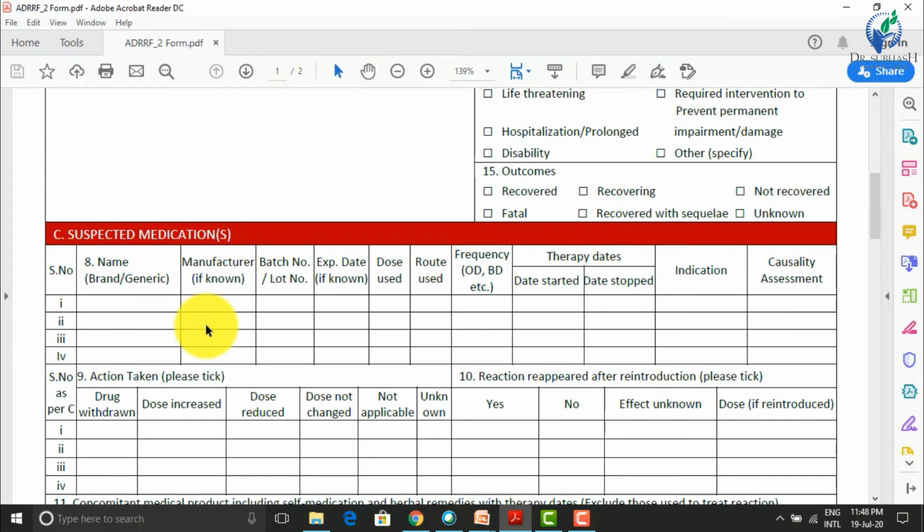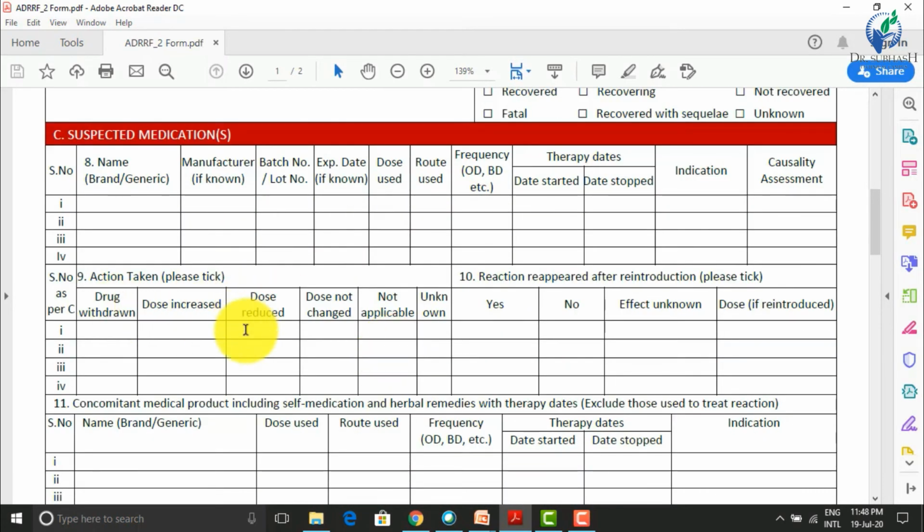Then suspected medication, medication के बारे में what was the name, manufacturer, batch number, what was the expiry date, what was the dose, then whether it was used by oral or parenteral or any other route, then frequency, once in a day, twice in a day, then what were the therapy dates, date started, date stopped, then indication, causality assessment. That means all these things should be included in this adverse drug reaction form.